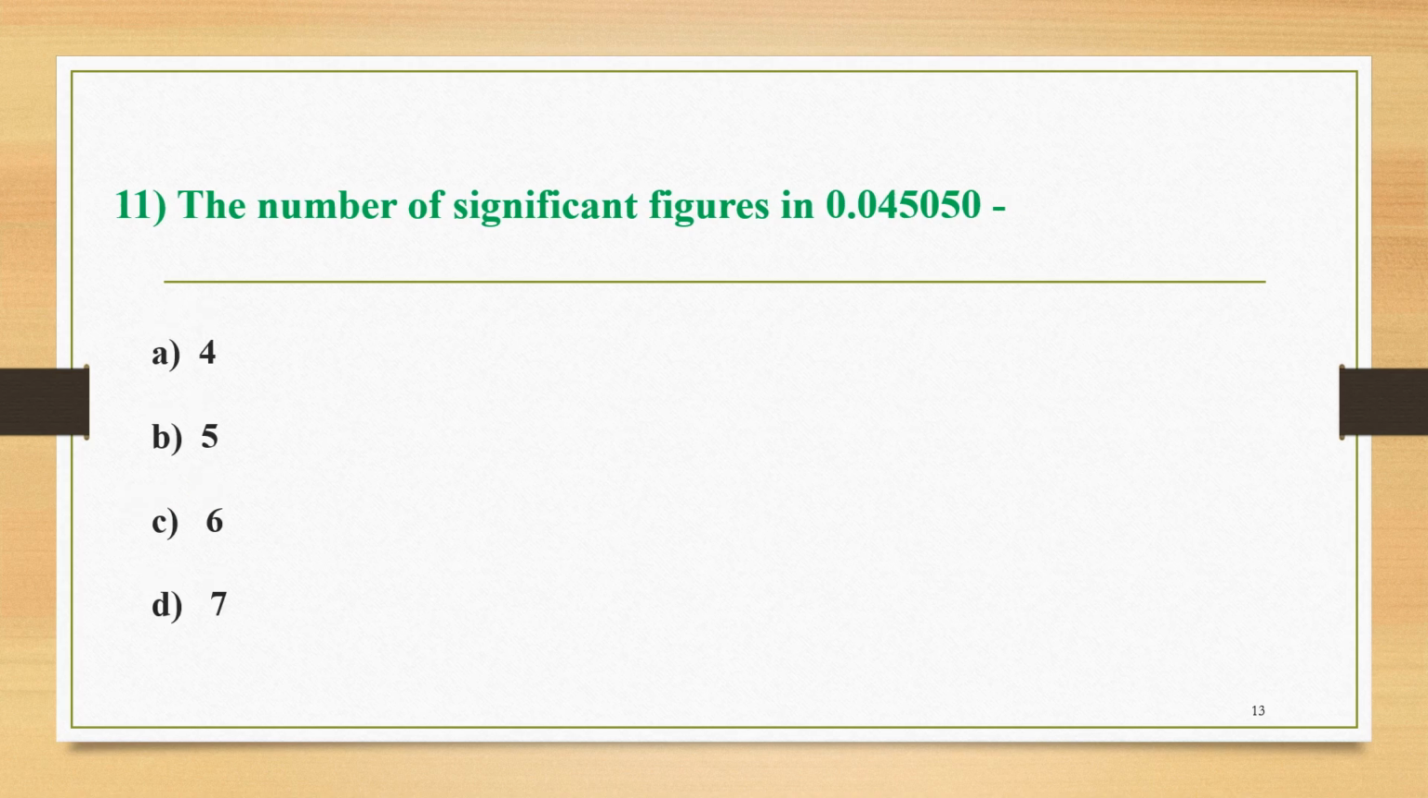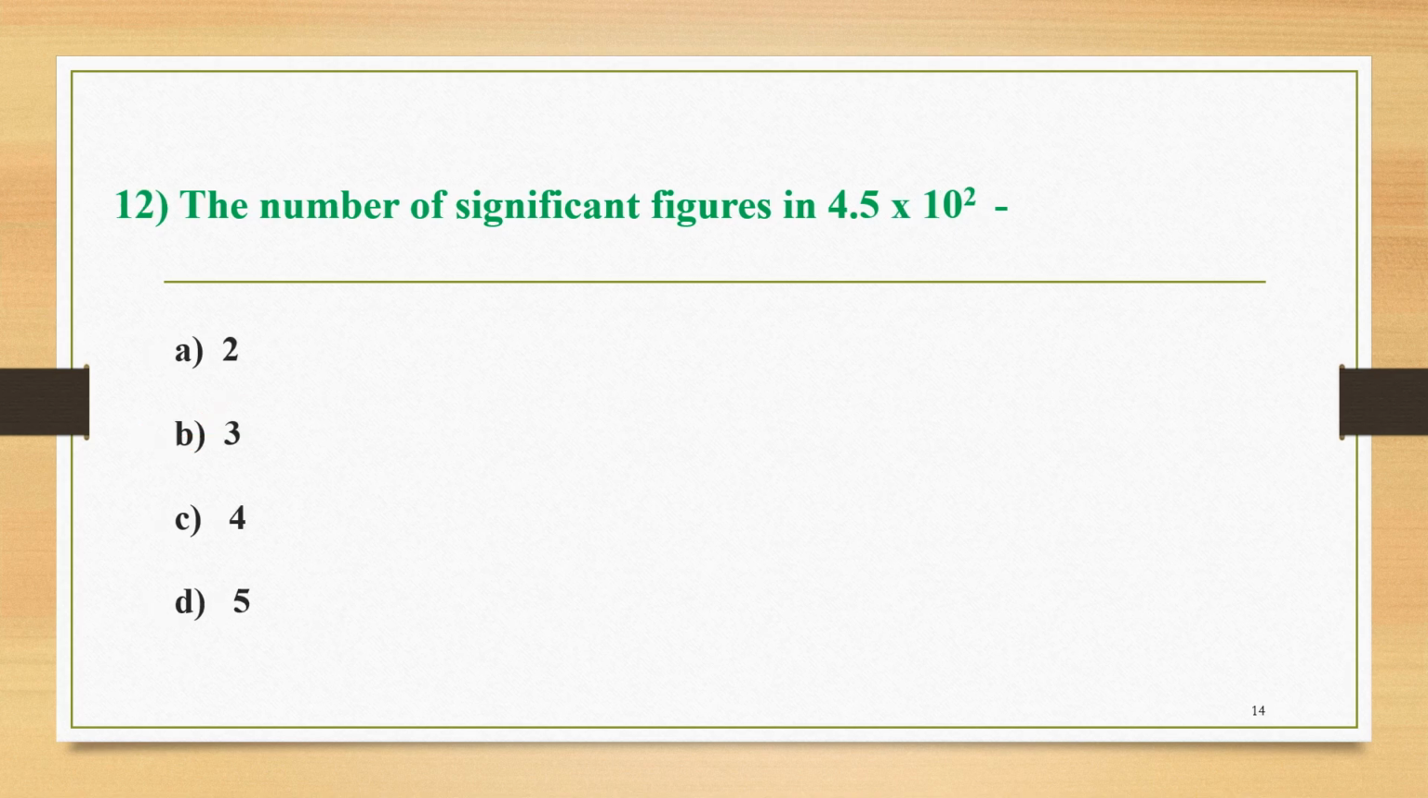The next question, number 11, is here. The number of significant figures in the number 0.045050, and if we count these significant figures, it is 1, 2, 3, 4, 5. So the correct option among these four is option B, that is, it has 5 significant figures.